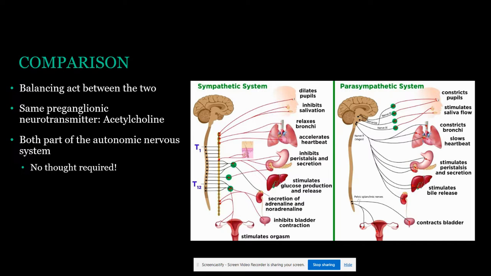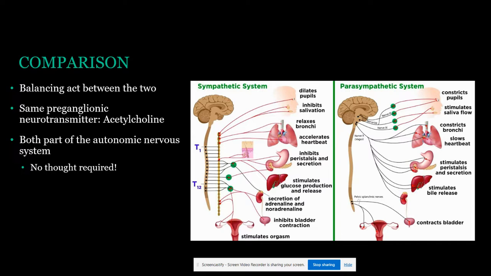For example, the pupils dilate during the sympathetic system, and the parasympathetic system dominates and has the pupils constrict. I'm sorry, let me rephrase that. If you look at this picture of the sympathetic and parasympathetic systems, you'll see that these actions kind of mirror each other. We're talking about pupils, saliva flow, bronchi, heartbeat, but it's the opposite for whichever system is dominating. So when I just mentioned pupils, that's the example I was talking about.